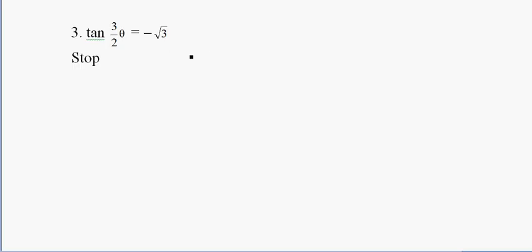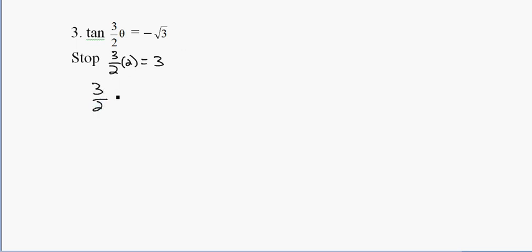Okay, so earlier when we had the cosine 2 theta, we had 4 answers. Sine 3 theta, we had 6 maximum answers. So there could be less, but that's a maximum number. So if you have 2 theta, it's 4. 3 theta, you have 6. Say if you have 3 halves theta, so that's 2 times 2 is 4. 2 times 3 is 6. So if we do 3 halves times 2, that'll give us 3 answers. So we're going to have 3 answers for this situation here.